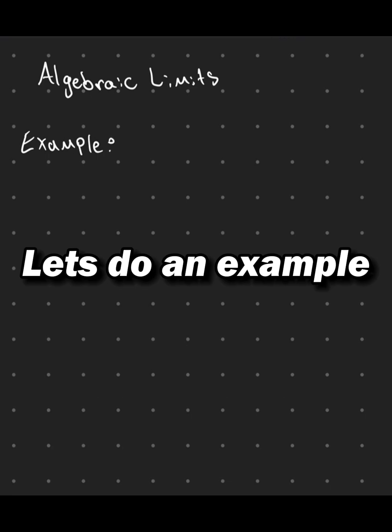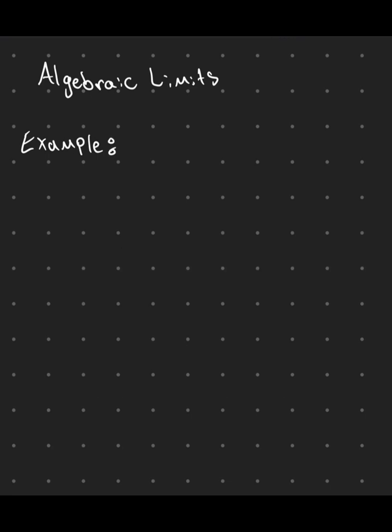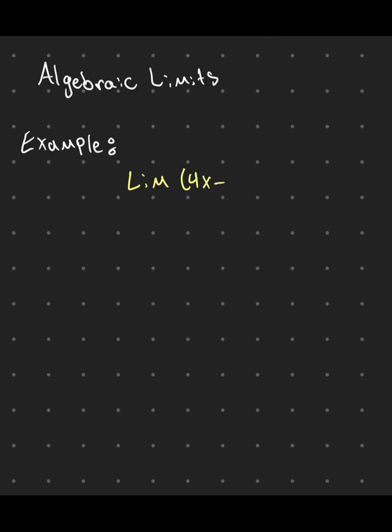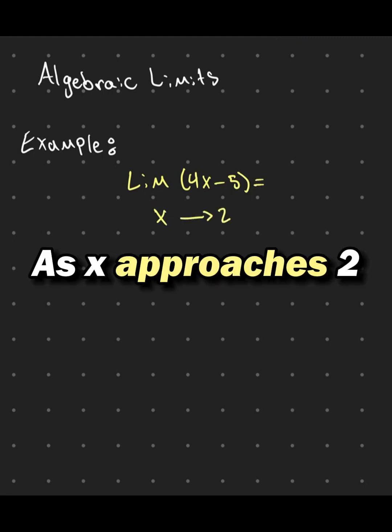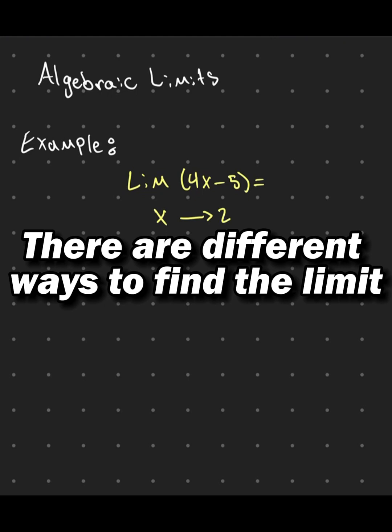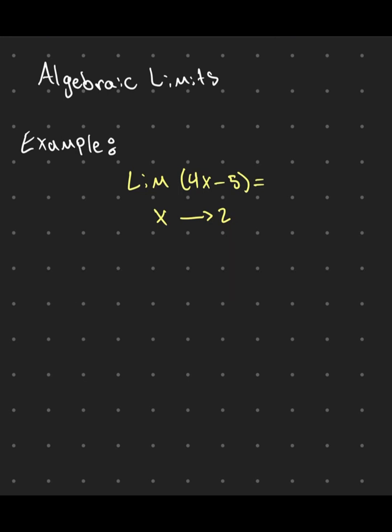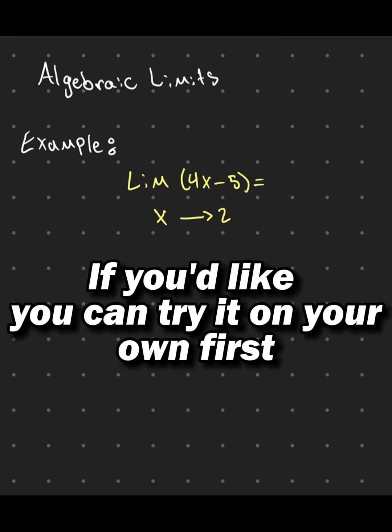Let's do an example. We will just write the limit for x^5 as x approaches 2. There are different ways to find the limit, and one simple method is direct substitution. If you'd like, you can try it on your own first.